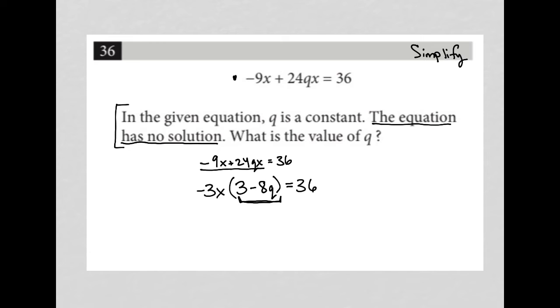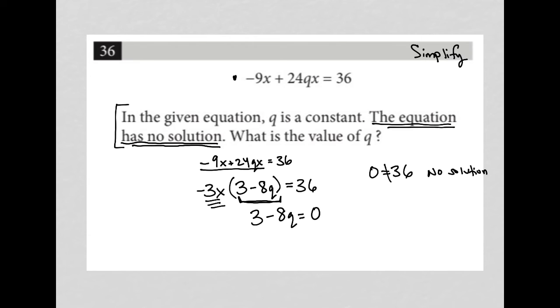But we're told there's no solution, right? And there's only one way for us to not get a solution. The only way we get no solution here is if 3 minus 8q is actually equal to 0. So hopefully that makes sense. If 3 minus 8q equals 0, then I'd have 0 times the negative 3x, which is 0, and I'd have 0 equals 36, which is obviously not true. Our variable x is now gone, and that will be considered a no solution.